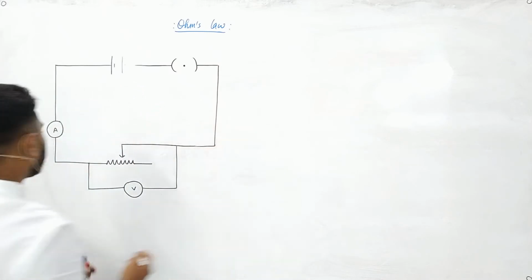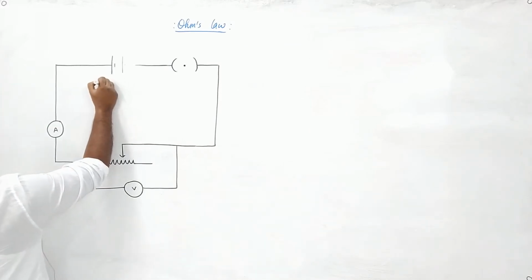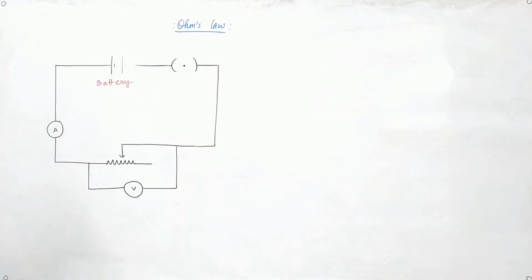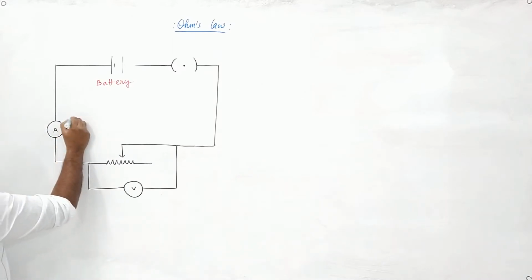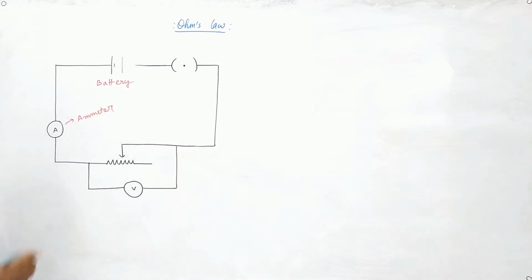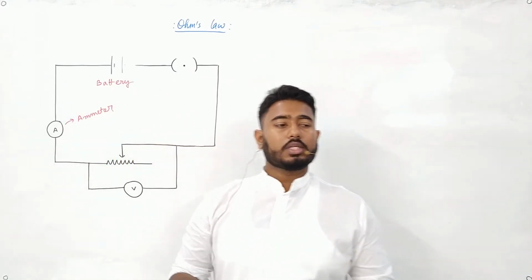Okay, first can you tell me the name of the various components? What is this thing? Battery. So this is a battery. What is this thing? A. It stands for ammeter. What does it stand for? Ammeter. What is the function of ammeter? Ammeter is a device which is used to measure current.